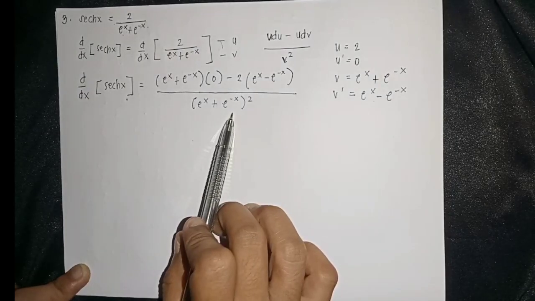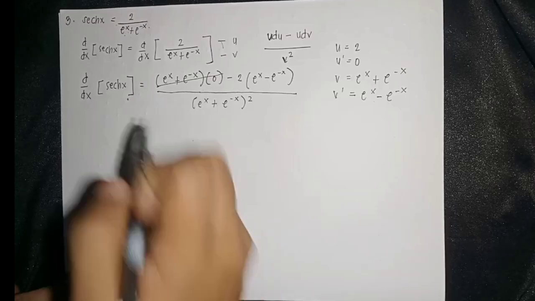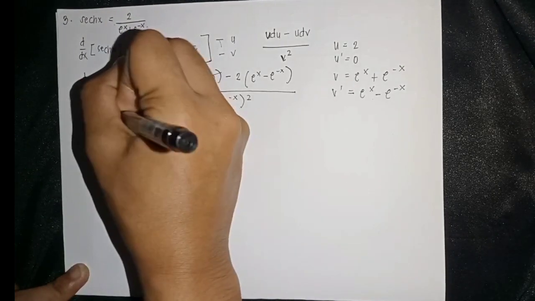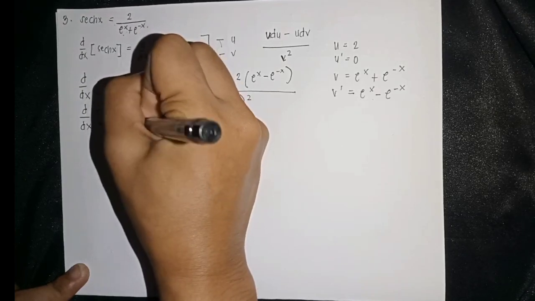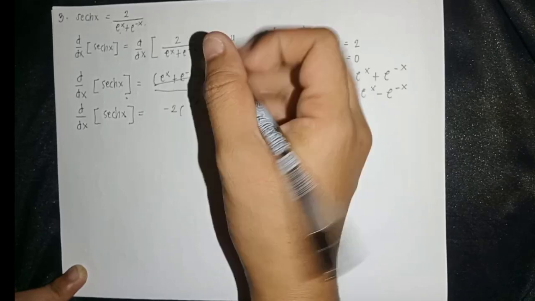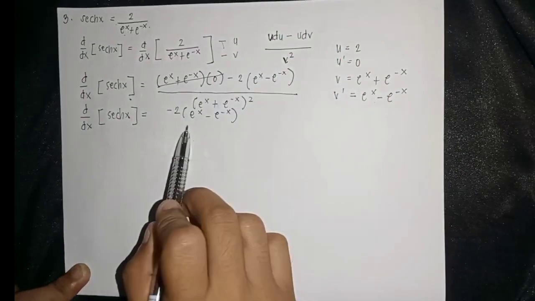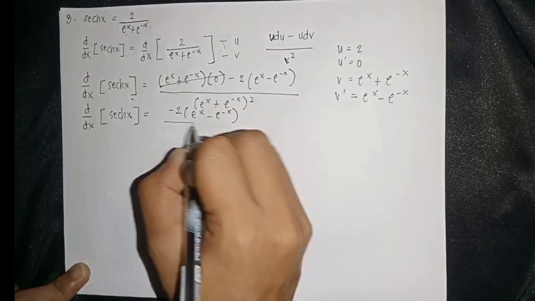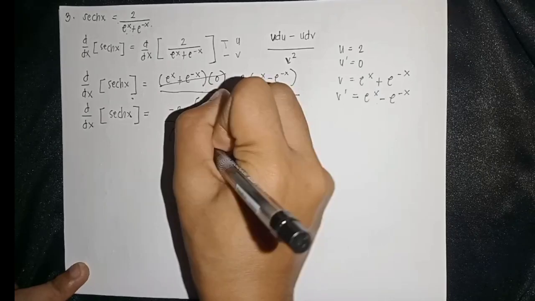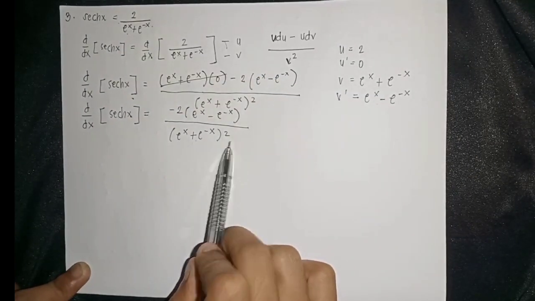We notice in the numerator that we can cancel out the e raised to x plus e raised to negative x times 0. After we cancel that out, we only have negative 2 times e raised to x minus e raised to negative x, all over e raised to x plus e raised to negative x, squared.